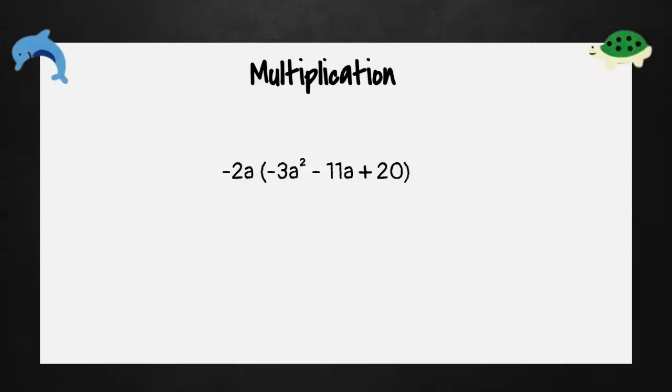In this question, I'm going to multiply. So I'm going to multiply that negative 2a with the negative 3a squared, which is going to get me a 6a to the third power, or 6a cubed. When I multiply the next term, I'm going to get a positive 22 and then a squared. And then when I multiply with my very last term, I'm going to get a negative 40 with the a.